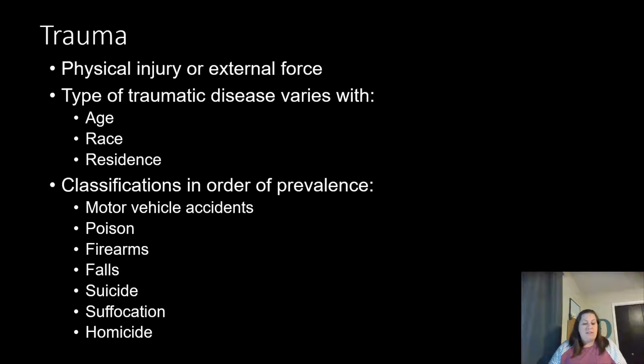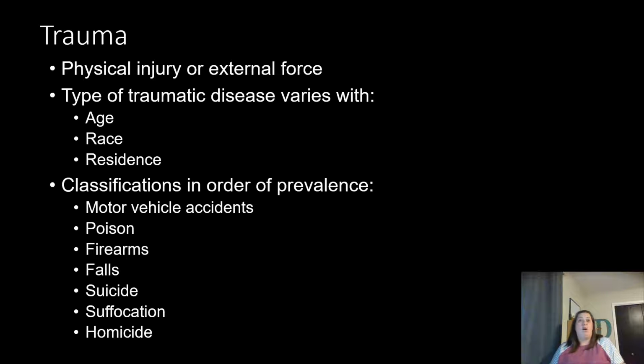Okay. We also see that traumas, guys, are the leading cause of death for children and young adults when we look at traumatic types of physical injuries. We also see that race could play a role when we look at traumas, and also your residence, where you end up living. If you live in an urban area or highly populated area, there may be a higher risk of certain kinds of traumas versus if you live in a rural area.